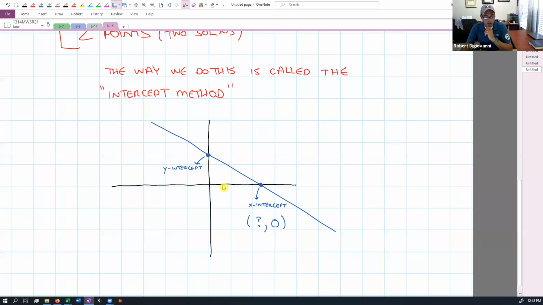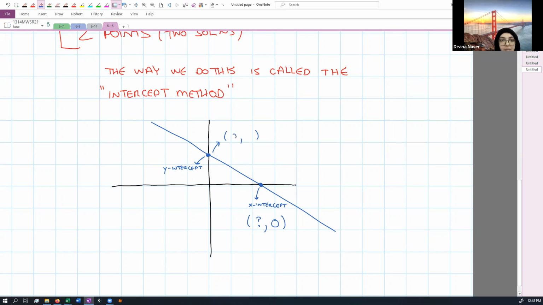And then, Dina, for the y-intercept, what can you tell me about that point? The x is 0. The x must be 0, and the y, well, that could be something else. Okay, good. Thank you, Dina.